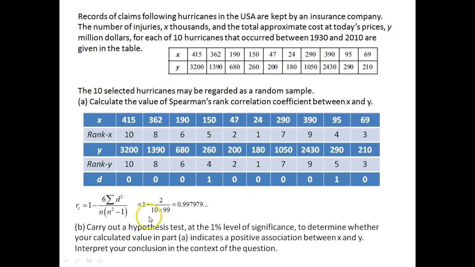Therefore, part b says carry out a hypothesis test at the 1% significance level to determine whether your calculated value indicates a positive association between x and y. Interpret your conclusion in the context of the question.